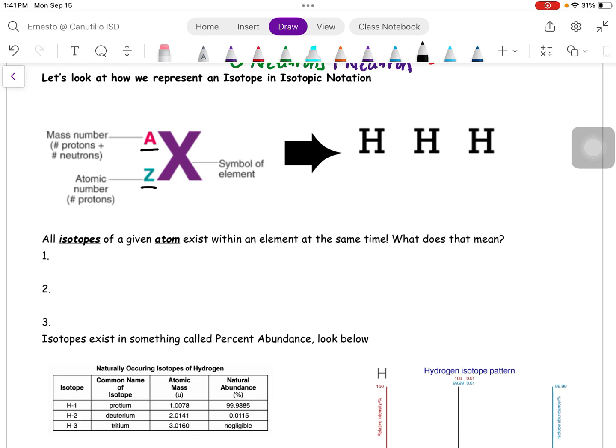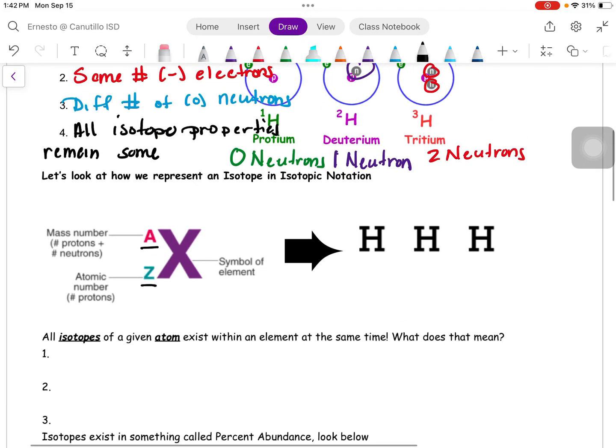For example, the chemical symbol for hydrogen is H. If I want to represent the first isotope, I'm going to write it as follows. Hydrogen has an atomic number of 1, and the first isotope, protium, has a mass number of 1. If we jump to deuterium, here's what we see. Deuterium also has an atomic number of 1, because the number of protons does not change.